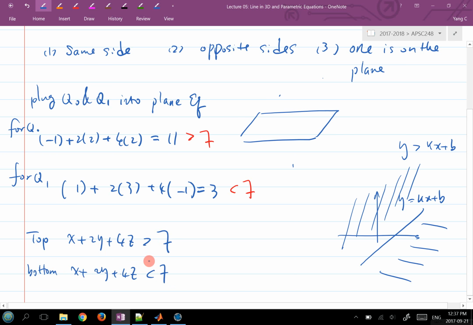Back to this specific case: one point gives you 11, greater than 7, and the other point gives you 3, less than 7. So that must mean one point is at the top and the other point is at the bottom. That's basically how you can determine the relative relationship between the points and the plane.